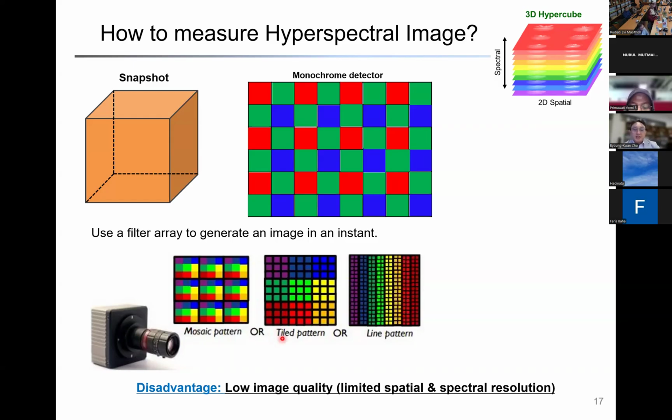So what I want to say is that for snapshot measurement, the sensor should have a special design. If we increase spectral information, then the resolution is going to go down because the sensor size is limited. If we increase the wavelengths on the limited sensor size, the resolution should be reduced. That is a disadvantage of snapshot measurement, but it's convenient.